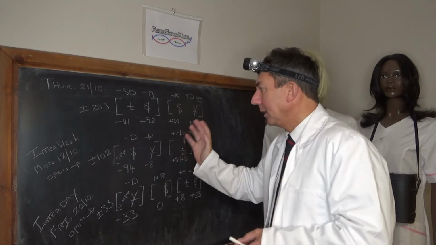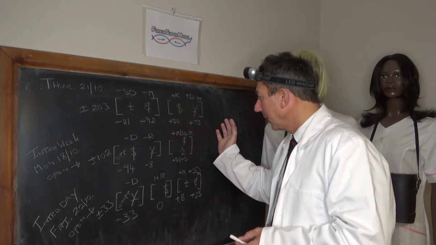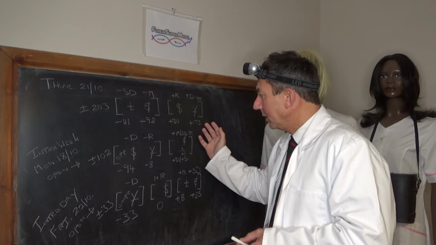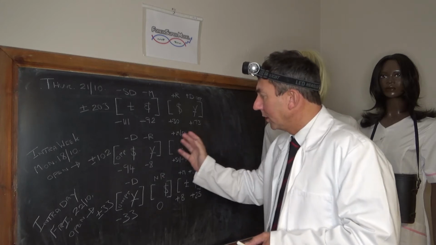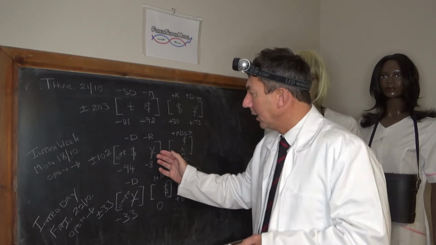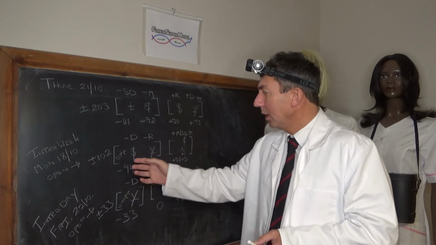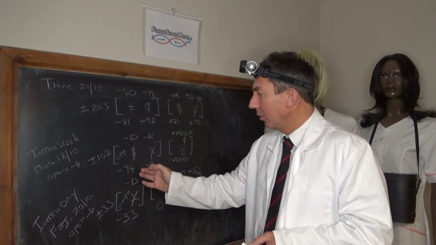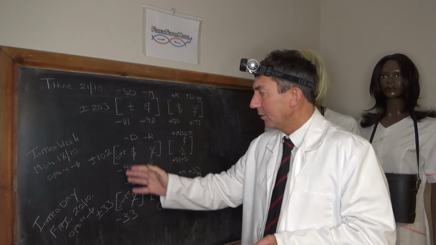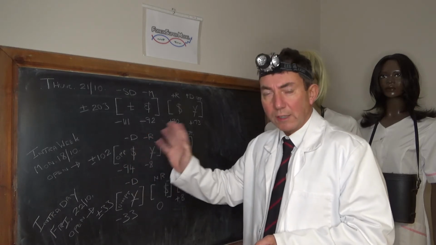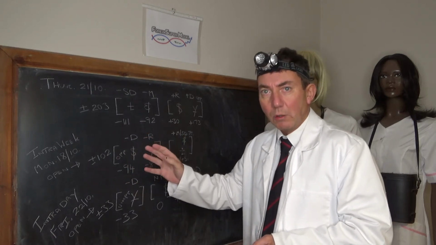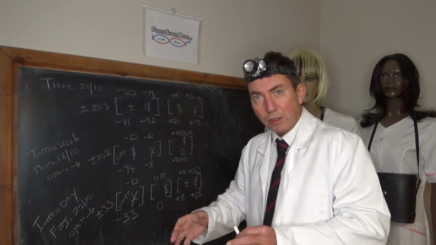And over the week then, you can see that the yen has been replaced as the negative driver by the dollar, minus 94, on activity of plus or minus 102. So the activity for the week is quite low. It could be because we've had this reversal.